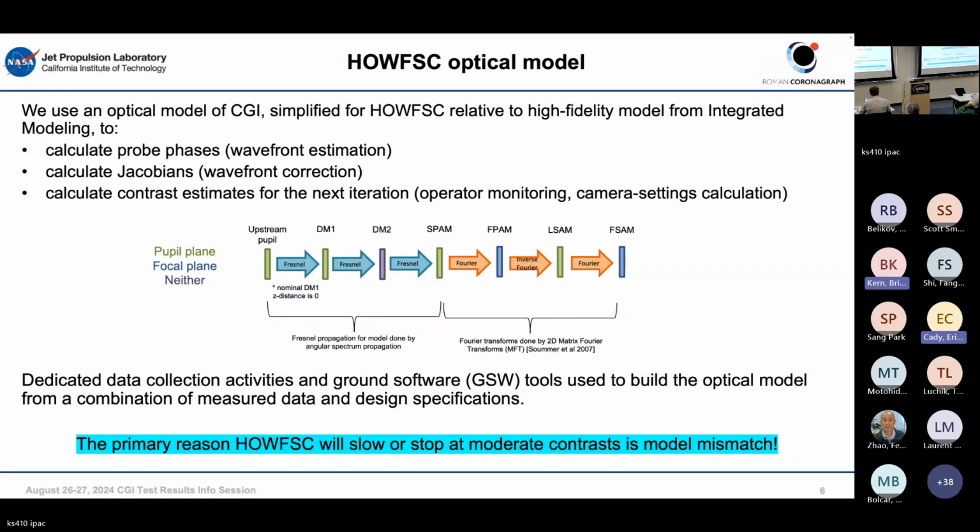And AJ talked about the tools and the ground software that we use to do this. And I'll just say this now, if your HOWFSC is stopping somewhere in the middle at some moderate contrast, that usually speaks to model mismatch. So I think it was really a nice thing that we didn't see this happening so much in TVAC. It really speaks to the efforts we made in doing the calibration really paid off.